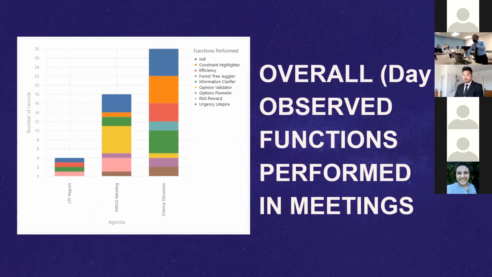Next, we were able to find all the functions and also see where those functions happen. These are those segments I mentioned earlier, how throughout the day there's different meetings, like L2P report, SWOT meeting, and science discussion. We're able to see when those functions happen. It gives us more context of, oh, were they doing more constraint highlighter during science discussion or SWOT? So it gives an idea of what we can look for.